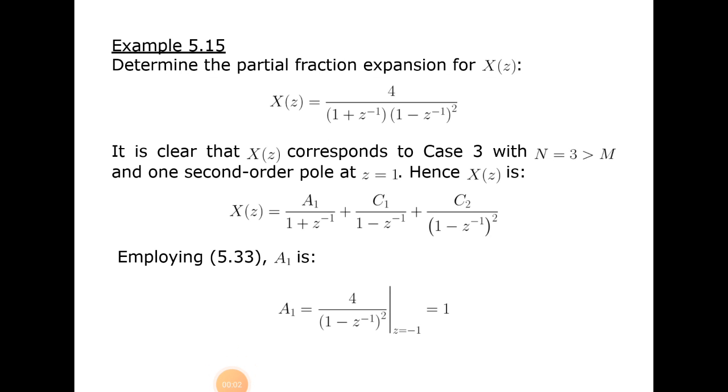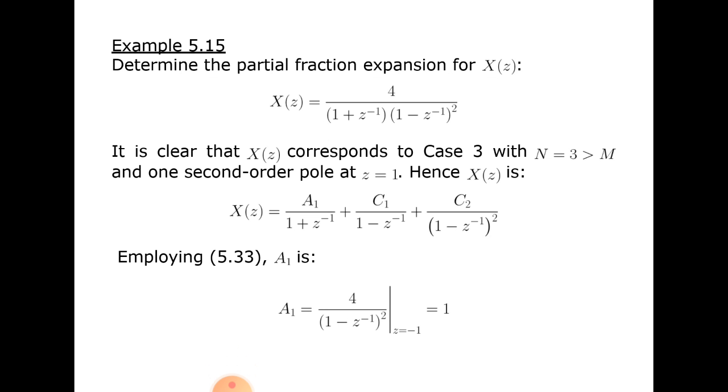Good morning, students. In this class we are going to determine the partial fraction expansion of X(z), where X(z) is equal to 4 divided by (1 plus z^-1) into (1 minus z^-1) the whole square. It is clear that X(z) corresponds to the case 3, which is n equal to 3 greater than m, with a second order pole at z equal to 1.